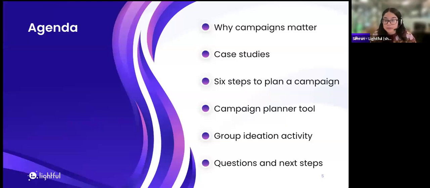And in terms of what we're going to be covering today, first we're going to be looking at why campaigns matter, and then we're going to be looking at case studies as well as 6 steps to help plan a campaign. And then we're going to be giving you an introduction to our campaign planner tool that you can find on our Lightful platform, as well as a group ideation activity.